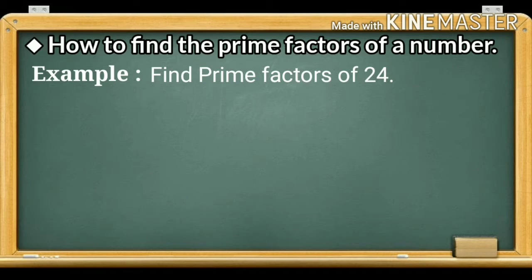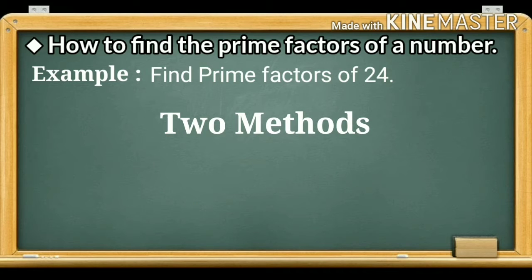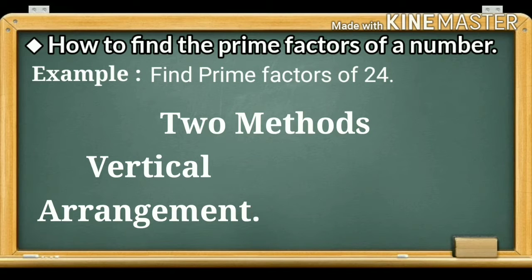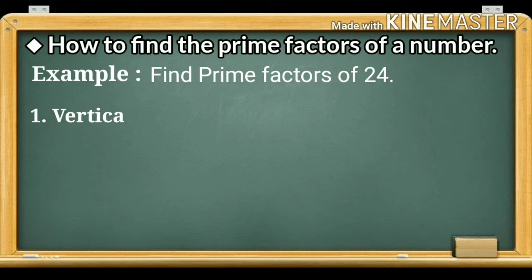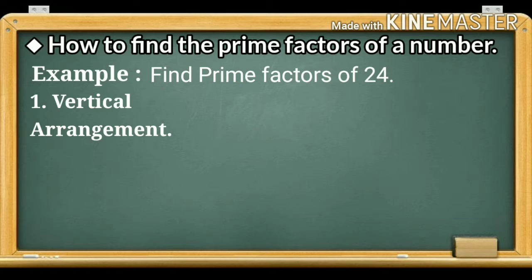We have to factorize 24 by using two methods. The first method of finding prime factors is vertical arrangement and the second is horizontal arrangement. So let's see one by one. First is vertical arrangement. Vertical means what? Vertical is like this. When we find the factors by using vertical arrangement, we write numbers one below the other. So write in this way.